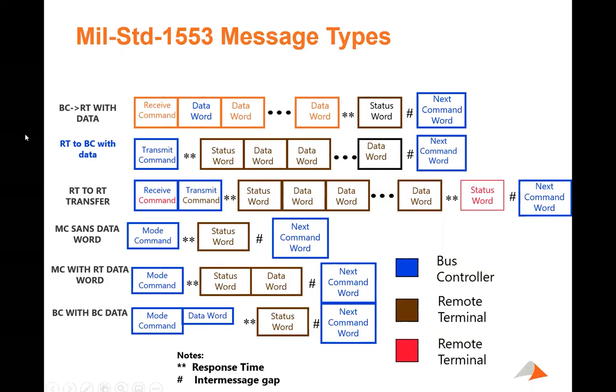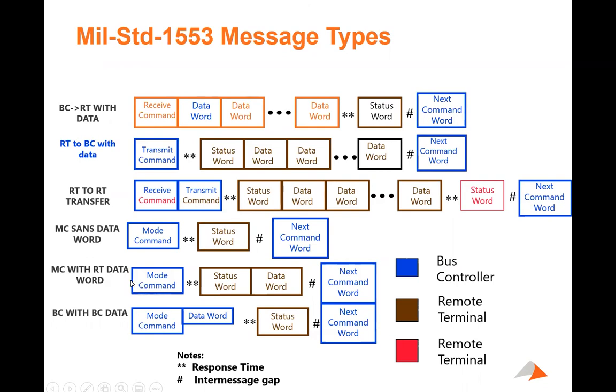And then here we have mode codes without data words. A mode code is telling the terminal to turn off the A bus or turn off the B bus or sync, and we'll go over a list of these. If it's sent directly to an RT, then the RT will respond with the status word and the next command.